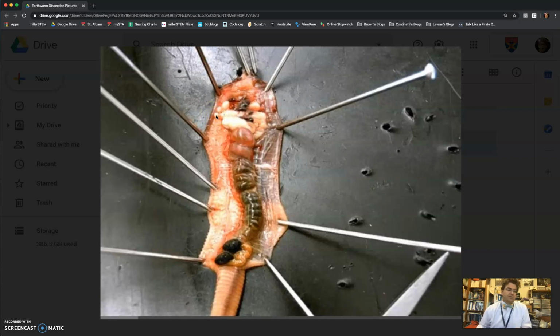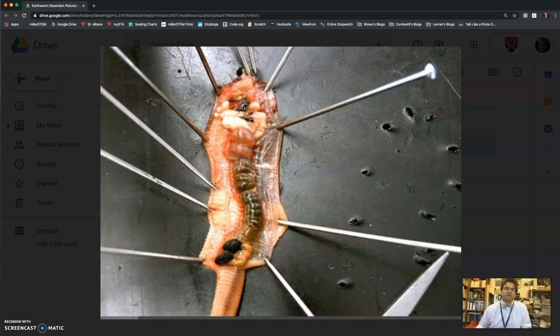The last two things that you need to label for your picture, first is the aortic arches. They're these little black little things right here, and those actually go around the esophagus, and they serve as the heart for the worm, and so that is the aortic arches.